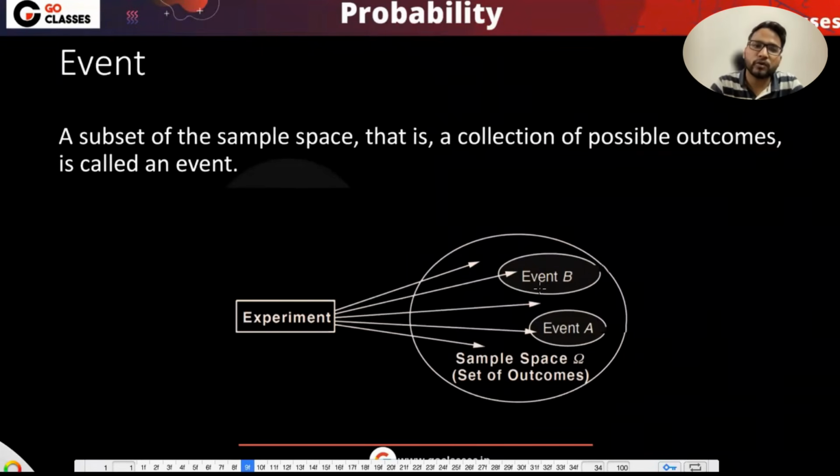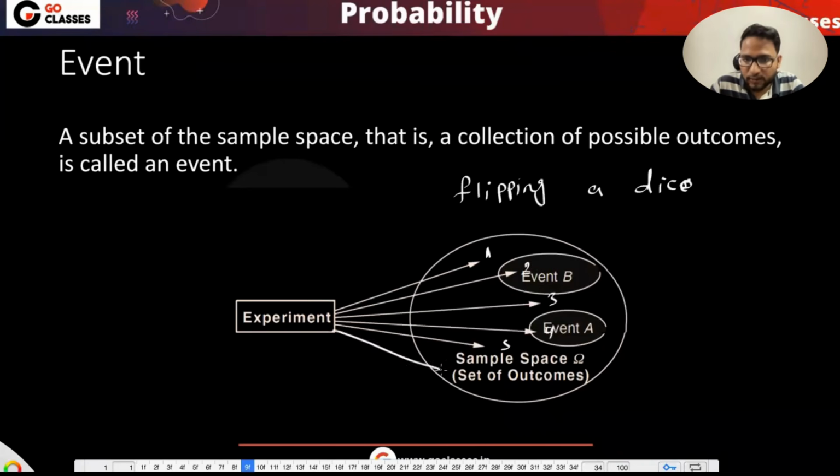What is going to happen is that you will always have some experiment with you, and out of that experiment there will be some sample space. Now in that sample space, you can make some sets. Let's suppose you are flipping a dice, or maybe tossing a dice, whatever you want to call it. If you're tossing a dice, how many outcomes are possible? Maybe 1, 2, 3, 4, 5, 6. Suppose that 6 outcomes are possible.